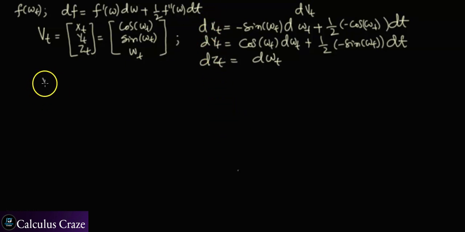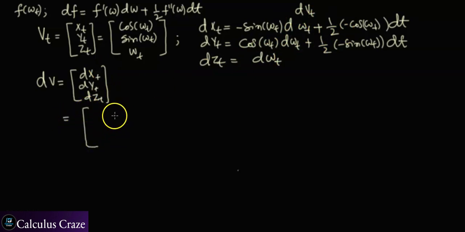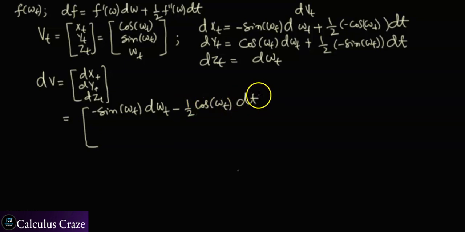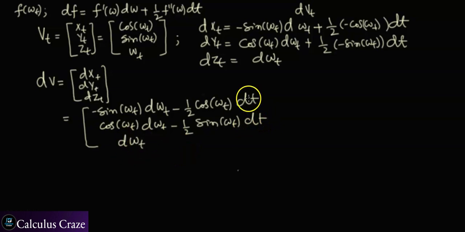So if I write my dV as dx, dy and dz, then by putting these values I can write this as minus sine of W_t dW_t minus 1/2 times cosine of W_t dt, and then cos W_t dW_t minus 1/2 sine W_t dt, and then dW_t, right?